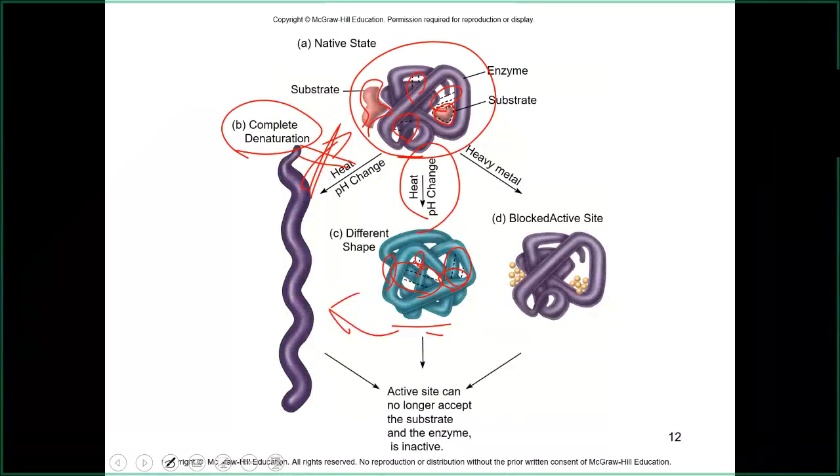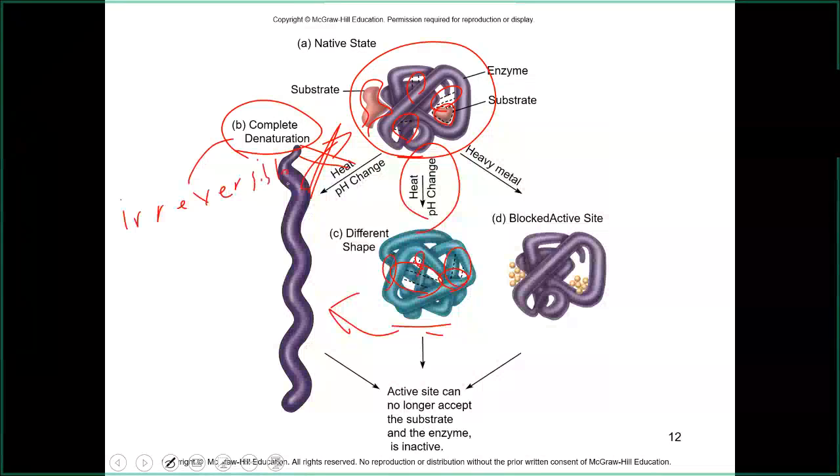It's not reversible. So denaturation is irreversible. Let's write that word. It means you can't go back. So that's complete and total destruction. Obviously, if that's an enzyme the organism needs, it's not going to make it. It's going to die.